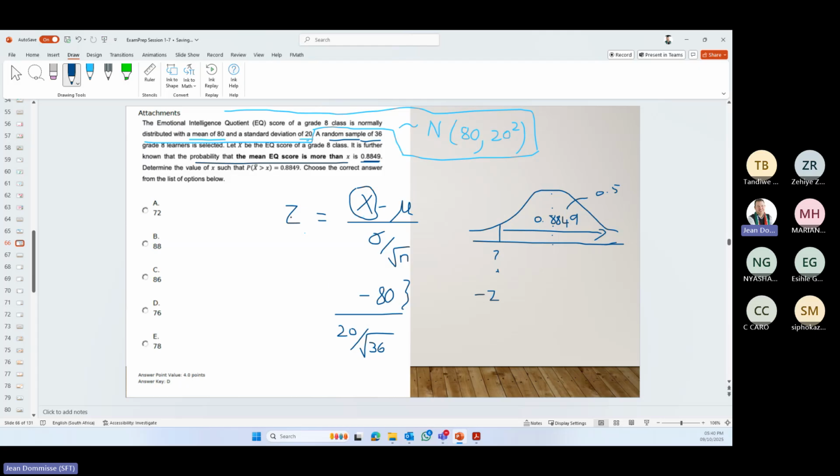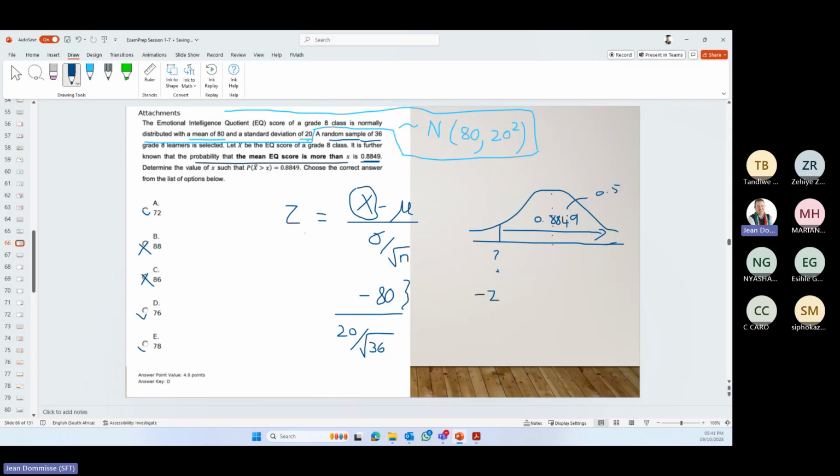Okay, so we're not working out a z yet. We're just eliminating some things. So x is going to be less than 80. So let's look at the options. Less than 80, possibility. Less than 80, no. Less than 80, no. Less than 80. Okay, cool. So we've eliminated two options. So we know it can't be 88 or 86.